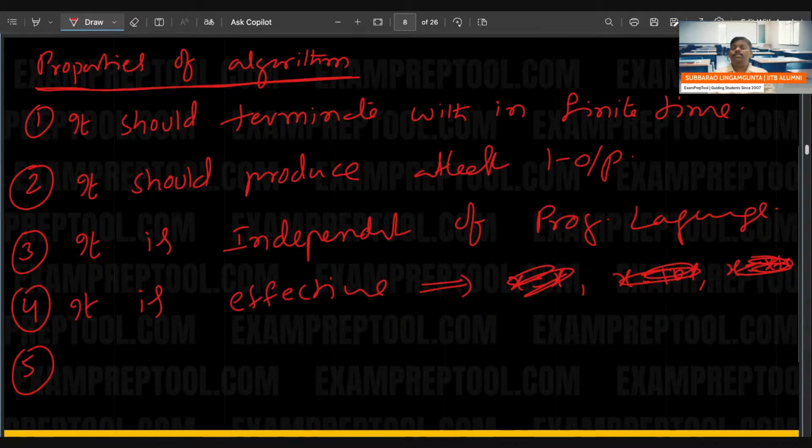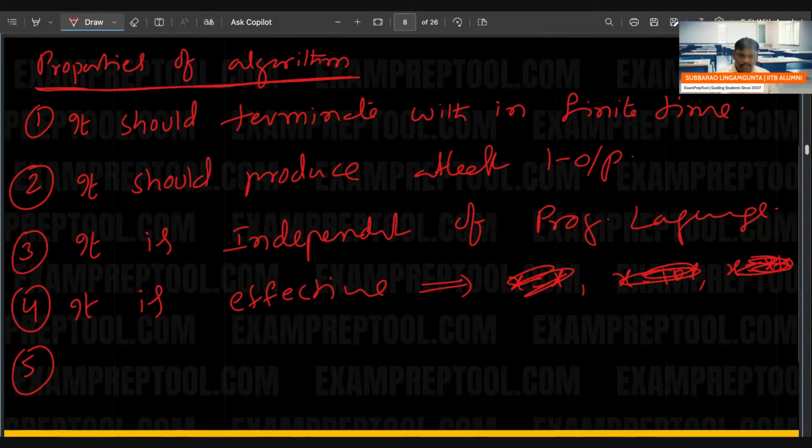Sir, what are the properties? How can I say it is an algorithm? I have something and I want to say it is an algorithm. What properties should it satisfy? I want to check whether it satisfies all properties or not. What do you verify? It should stop, it should produce at least one output, it is independent of programming language, and it is effective. Anything else you want to say?